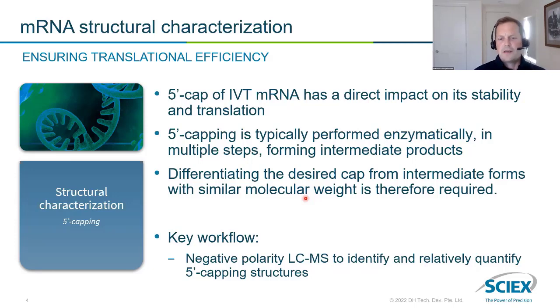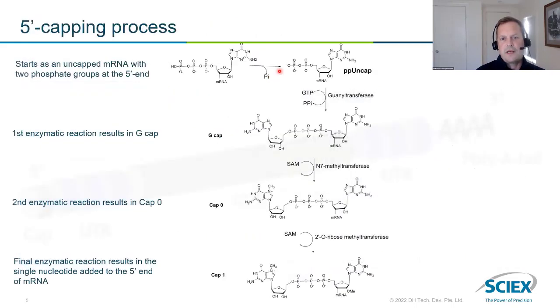And so this is a diagram of the mechanism of the capping process itself. It starts with the 5' end of the mRNA here with a triphosphorylated species. A guanidine group is added on here, and then there are a couple of subsequent methylations to form the fully capped species that we call cap1.